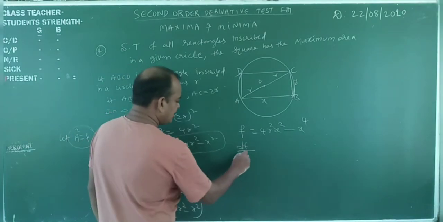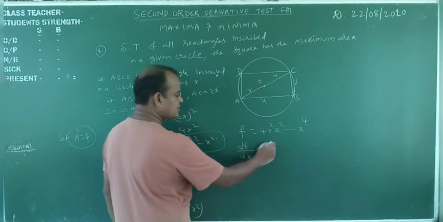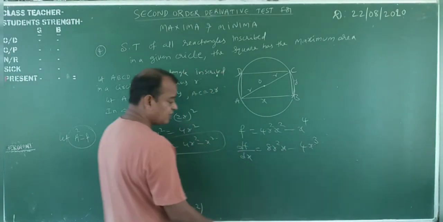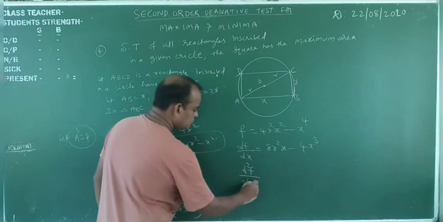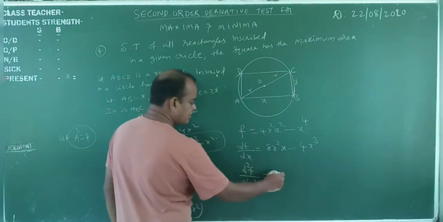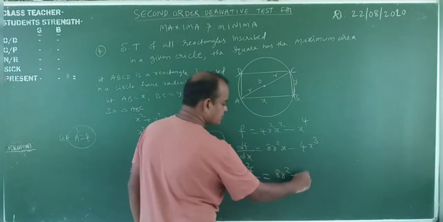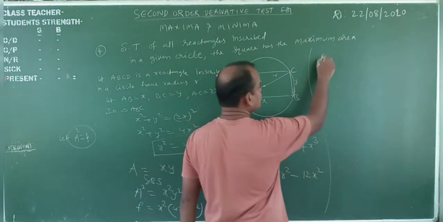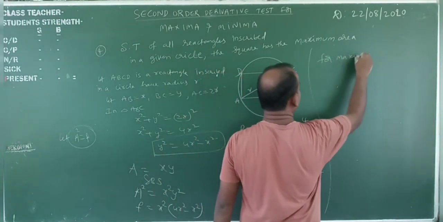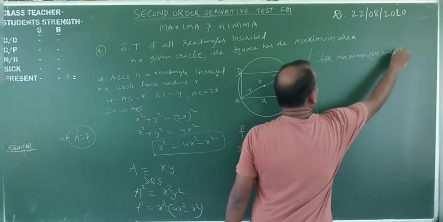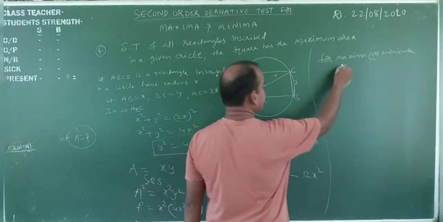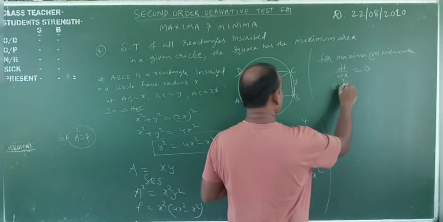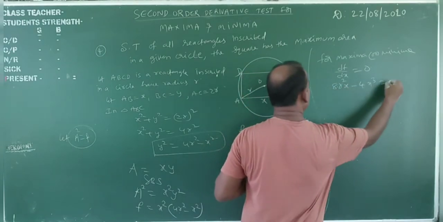Now what happened? df by dx is equal to x square derivative 2x, 8r square x, minus x power 4 derivative is 4x cube. Again differentiate. Now x derivative is 1, 8r square minus x cube derivative 3x square means 12x square. For maxima or minima, for critical points, df by dx is equal to 0. df by dx is 8r square x minus 4x cube is equal to 0.